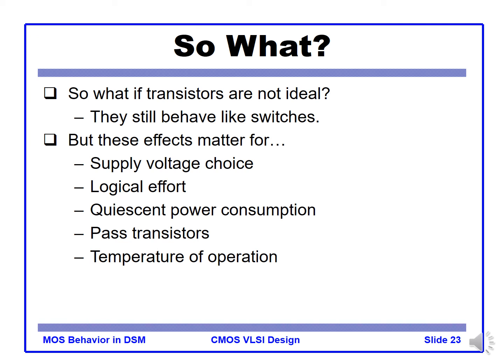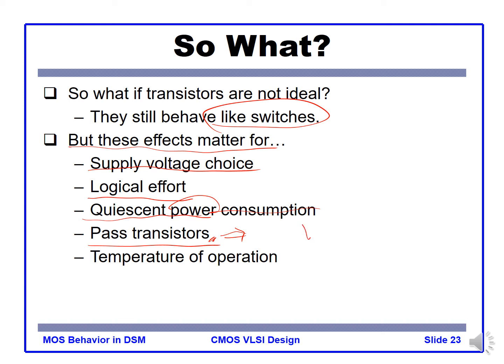So what happens if the transistor is not ideal, but they still behave like a switch for our digital operation? But these effects are important when you determine the supply voltage choice and also designing, you are using the logical effort, and also quiescent power consumption, and operation of the pass transistor. Pass transistor operation strongly depends on VTH, right?